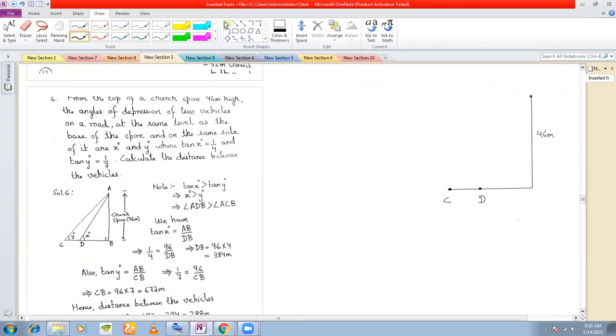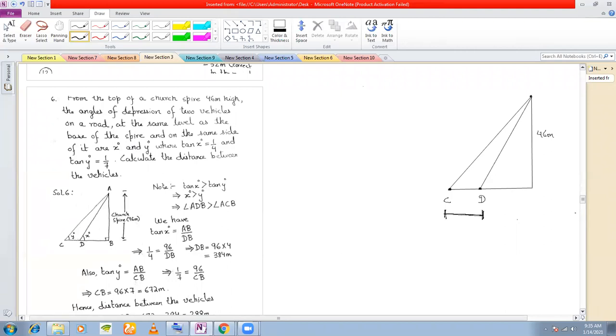These angles are observed to be X and Y, where tan X degree and tan Y degree are given to be 1/4 and 1/7. You will have to calculate the distance between the vehicles. What do you mean by distance between the vehicles? This is the distance between the vehicles. This is the distance that you will have to calculate.